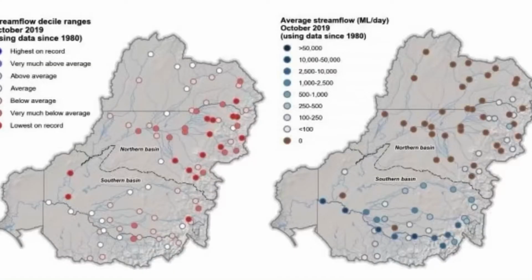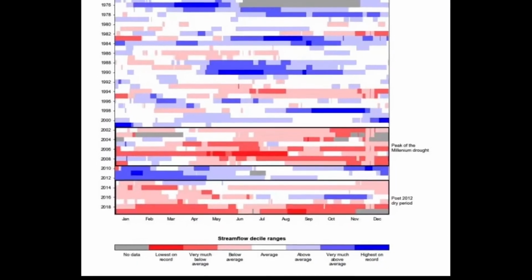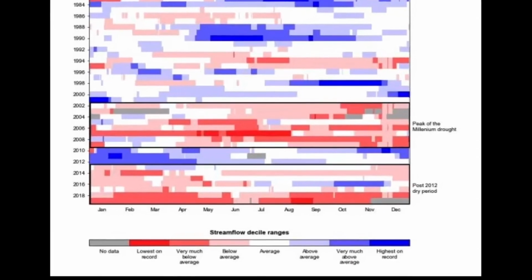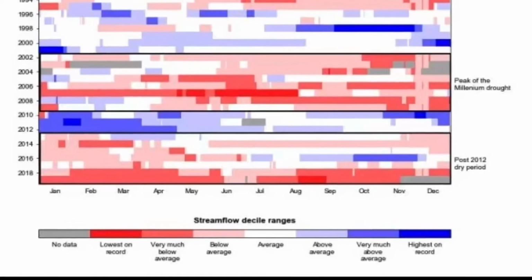One of the particularly hard-hit areas was the Murray-Darling Basin, located in the southeast. This figure here shows below average stream flow values within the basin. By comparison, this figure shows measured stream flow back in 2017 in the basin to have generally been average. This figure here shows historic stream flow decile ranges. The red color represents below average stream flows.